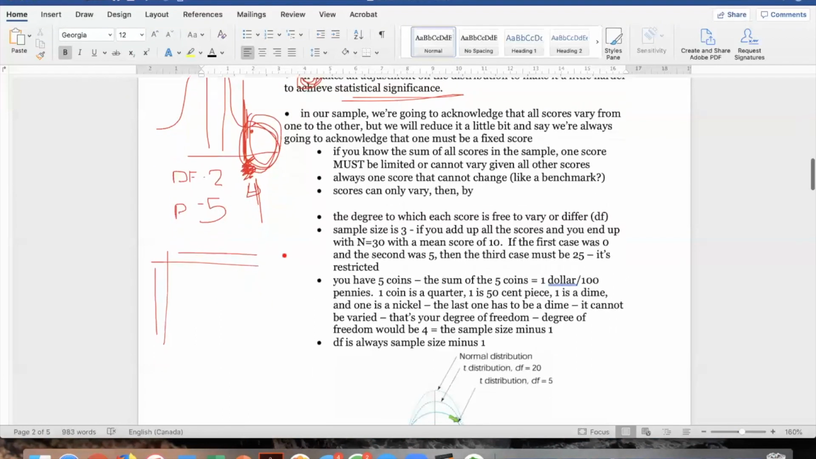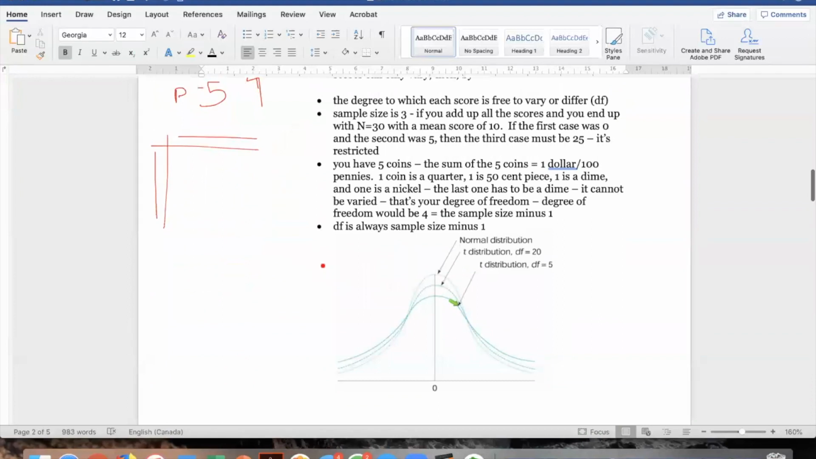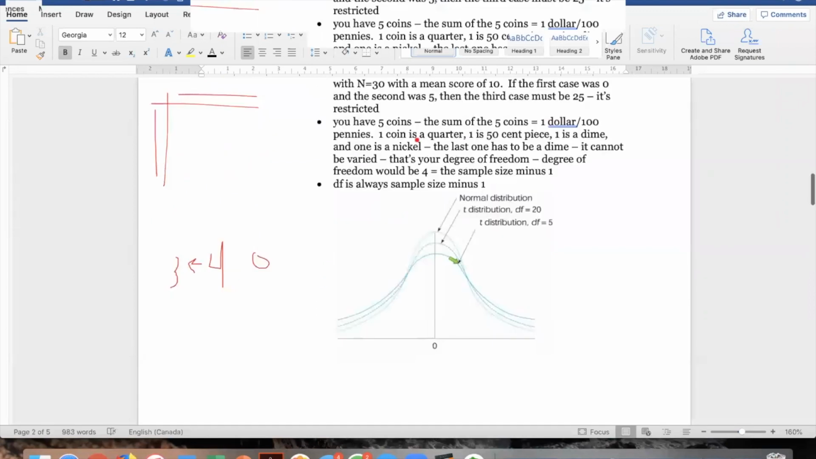So if you know the sum of all scores in the sample, one score must be, you don't need to understand all of that. It's the degree to which each score is free to vary or differ. So if you're saying a CBG of 4, let's allow that to be 4, but it could be 3 or 5, whatever. So you're giving it 1 degree of freedom on either side. Don't worry about this stuff.